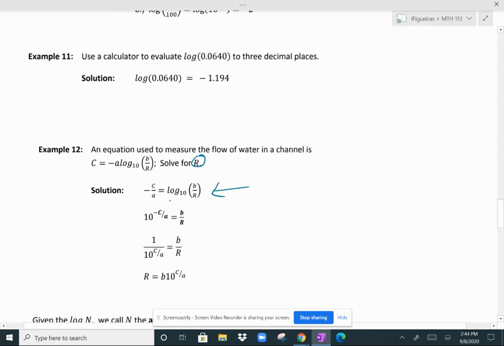So that means I can now rewrite this common logarithm as an exponential, and that means that 10, which is the base, to the negative c over a equals b over r. Okay, so the negative exponent means that I can rewrite it as its reciprocal. So 1 over 10 to the c over a equals b over r. And then if I cross multiply, the r goes over here, and the 10 to the c over a goes to the right, you get your answer, which is r is equal to b times 10 to the c over a.